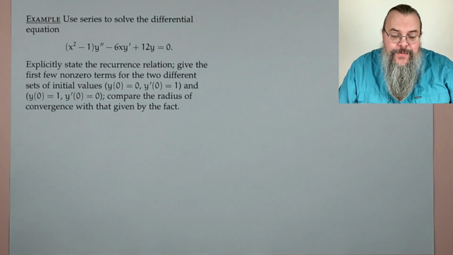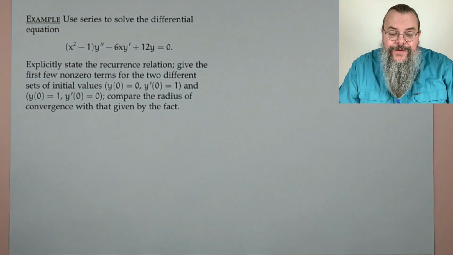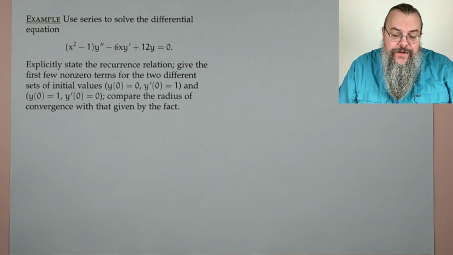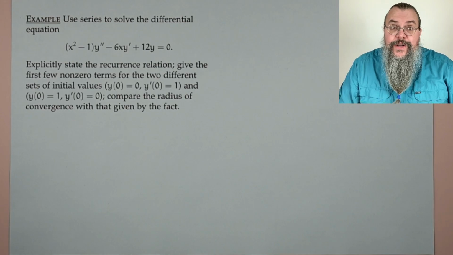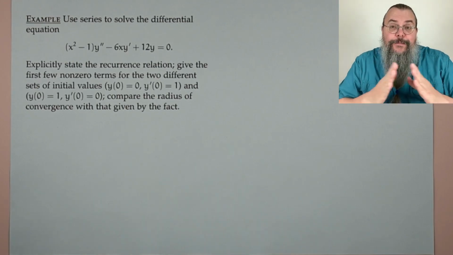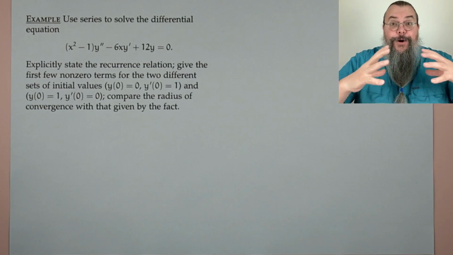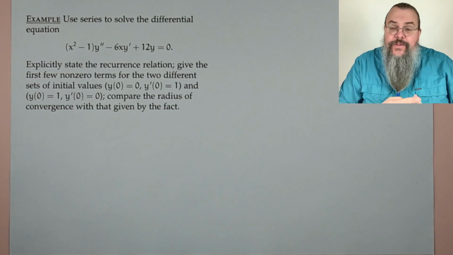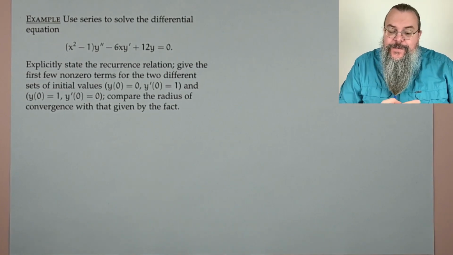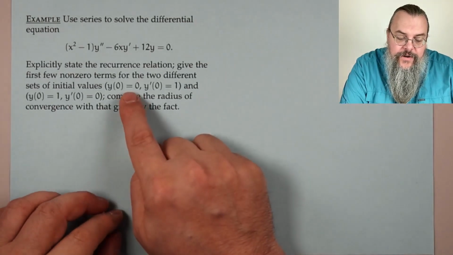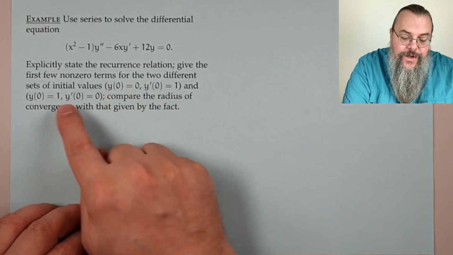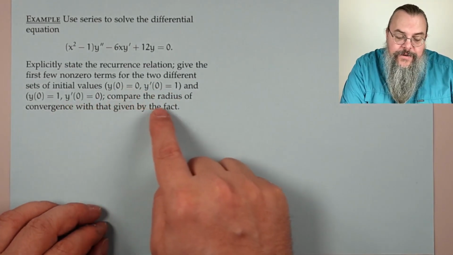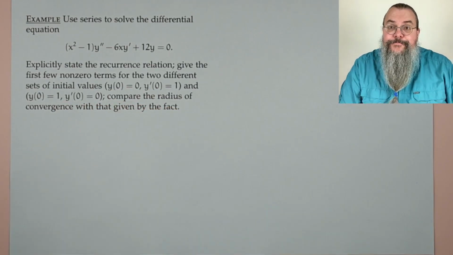Let's look at this example. We're asked to use series to solve the differential equation x squared minus 1 times y double prime minus 6x y prime plus 12y equals 0. Notice we're not asked to approximate a solution. We're going to find the whole thing. Okay, we're going to explicitly state the recurrence relation, give the first few non-zero terms for the 2 different sets of initial values. And our initial values are 0, 1, and 1, 0. And then we're going to compare the radius of convergence with that given by the fact.